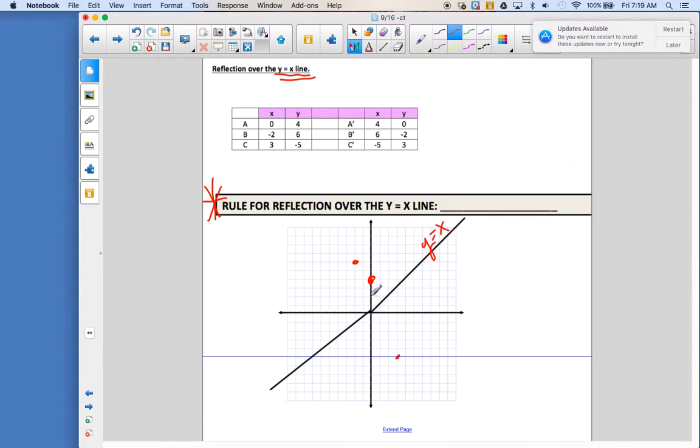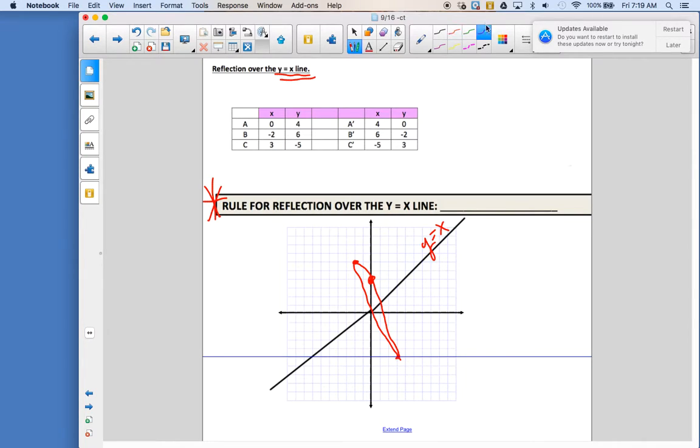0, 4, 1, 2, 3, 4, negative 2, positive 6. So that must be negative 2, and then up 6. And then positive 3, negative 5. So positive 3, negative 5, 1, 2, 3, 4, 5. Okay, it's kind of a strange shape of triangle, but I'll see if I can rough draft there. Very rough. Okay, and to flip it across this line, which would be kind of hard since we're working on the diagonal, we don't really know how far those points are from this line.